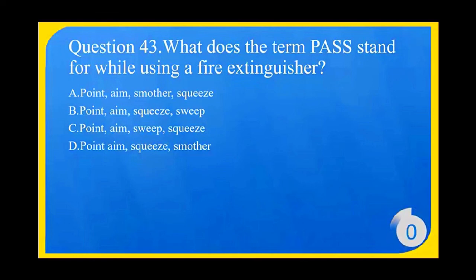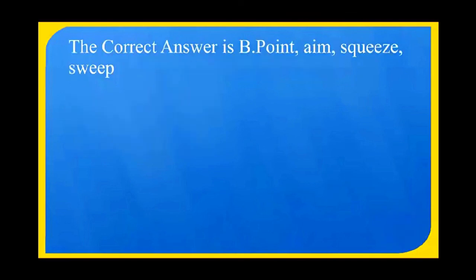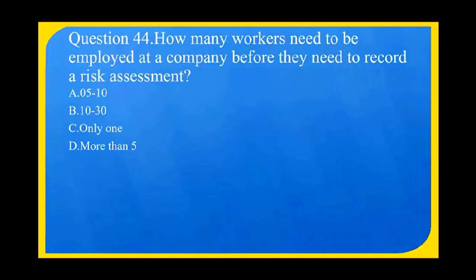The correct answer is B. Point, aim, squeeze, sweep. Question 44. How many workers need to be employed at a company before they need to record a risk assessment? A. 5 to 10. B. 10 to 30. C. Only 1. D. More than 5.